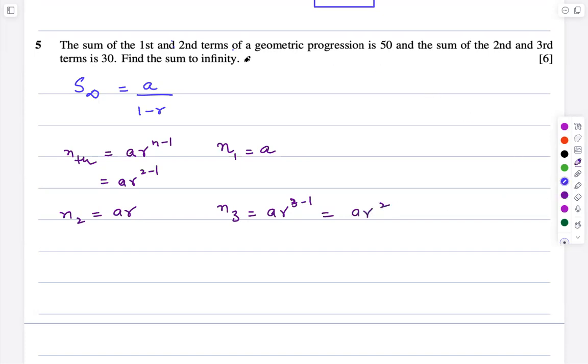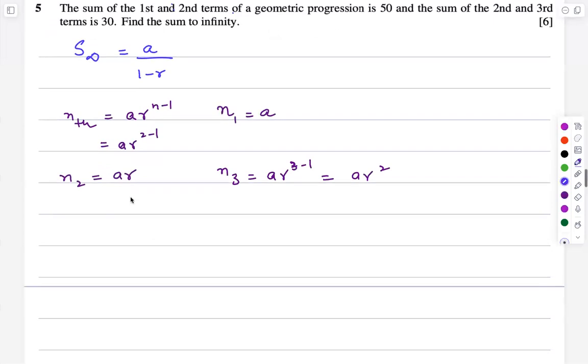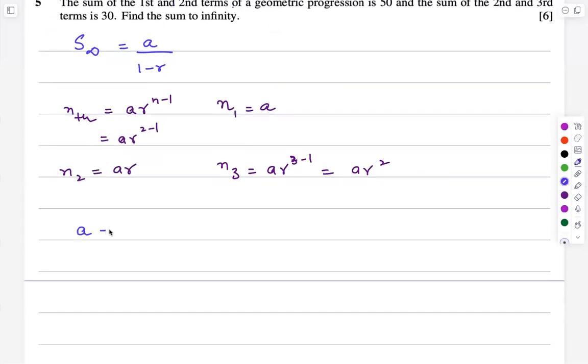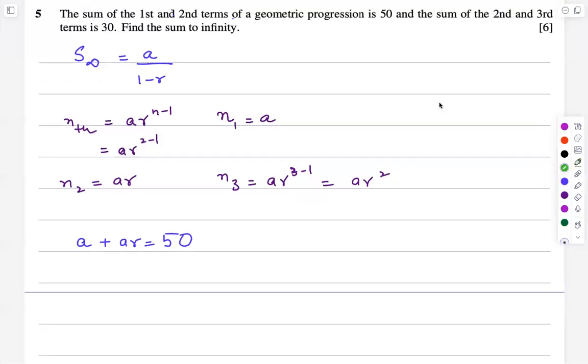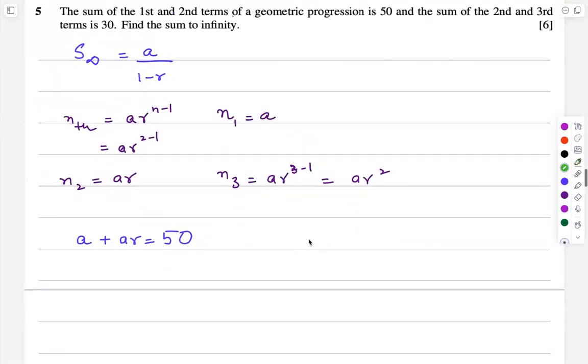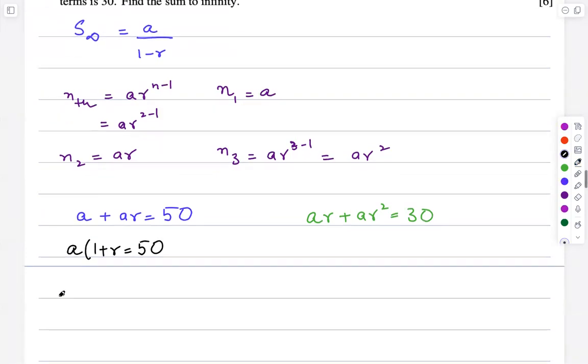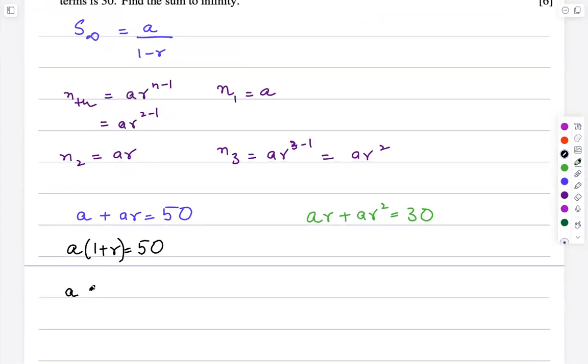Now, as the sum of the first and the second terms is 50, we can make an equation. So that will be a plus ar equals 50, and the sum of the second and third terms is 30, so the other equation will be ar plus ar squared equals 30. Now taking a common from the first equation, we can write it as a times 1 plus r equals 50. So a will be equal to 50 upon 1 plus r.